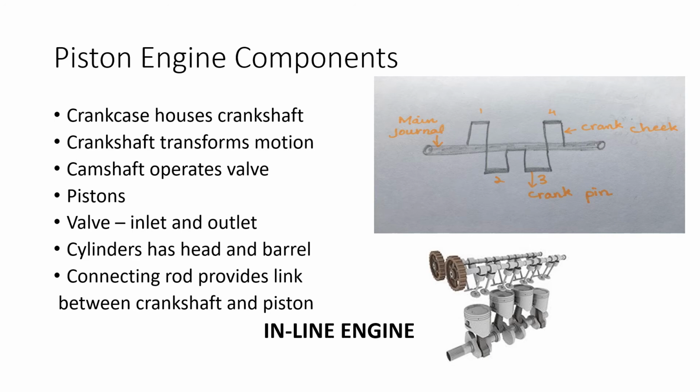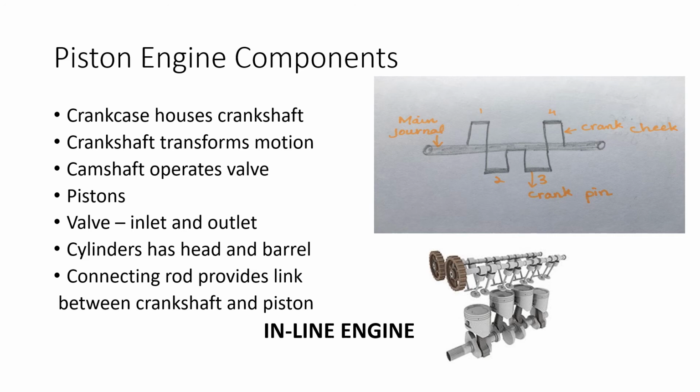And then we will talk about the cylinders. Cylinders can be 2 or 4 or 6, depending upon which type of engine it is. And cylinders have a head and a barrel. And next is connecting rods. These are the rods which provide a link between the crankshaft and the piston.